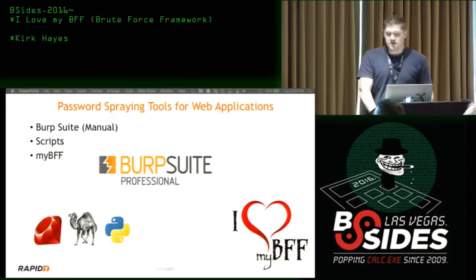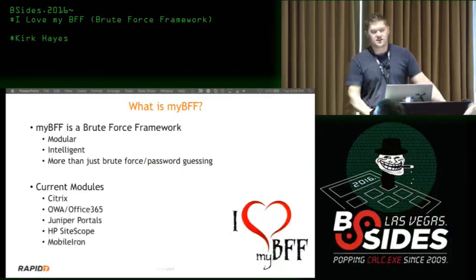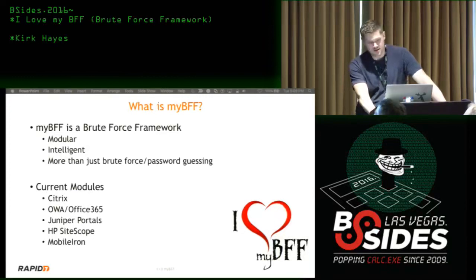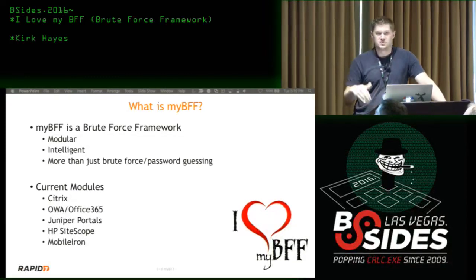So I created my BFF. What is my BFF? It's a brute force framework. It's modular, so we can easily add new modules for different web applications or even different protocols. It's intelligent. And what I mean by that is I don't want to have to pick out and choose what the username field is, what the password field is, what the valid response is. I don't want to have to put all that in. I just want it to figure out what kind of application it is, pointing at a URL, find out what the application is, call the right module, and just give me the information.